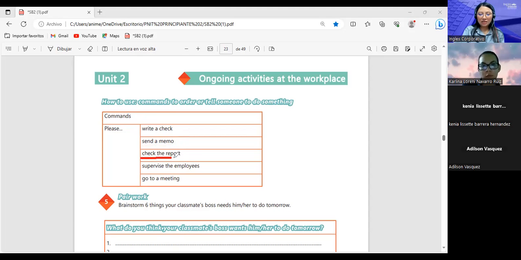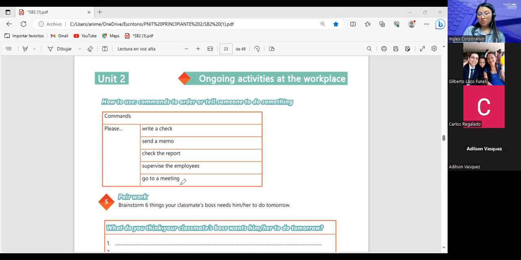Probably a secretary. Hey, please check the report. Who is this instruction to? ¿Para quién va la instrucción? Who is this instruction to? Check the report. Please. Supervisor. Check the report. Probably a supervisor, right? The one that is in charge of checking the production, the reports of the production. Supervise the employees. ¿A quién le dan esa indicación? Supervise the employees. Supervisor. To the boss or supervisor. Please supervise the employees. Go to a meeting. Please go to a meeting. Probably the auxiliar or assistant. Or employees, right? Most of the time to employees. Please go to a meeting.